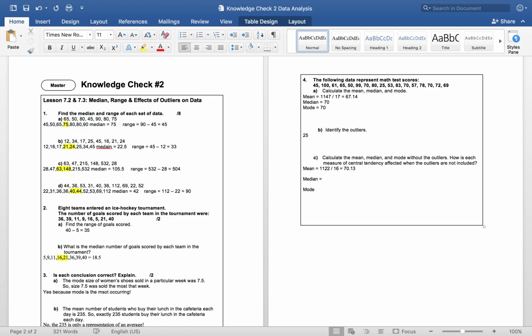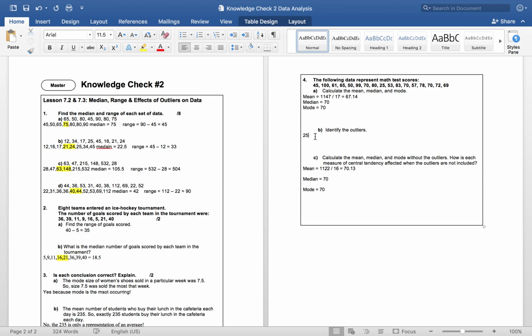My median, my middle number. If I organize all this data up here from least to greatest and get rid of that 25, my middle number is still going to be 70. And my mode, my most occurring number, if I got rid of that 25, there's still going to be 3 70s, so my mode is still 70. So there's 3 marks here as well.